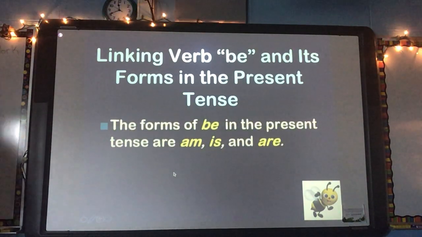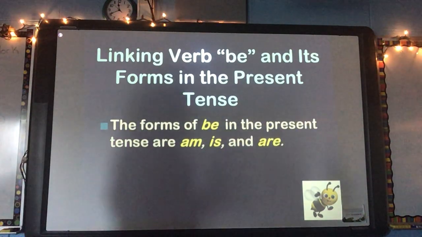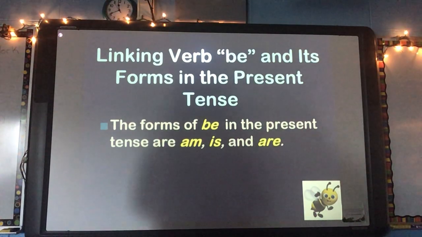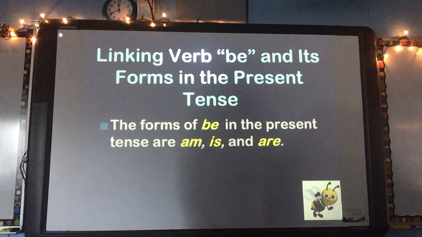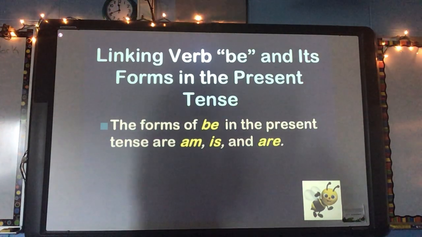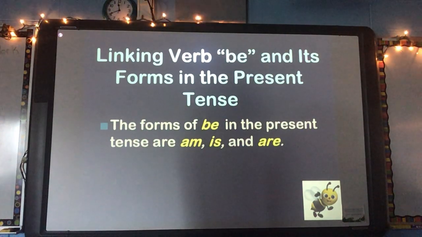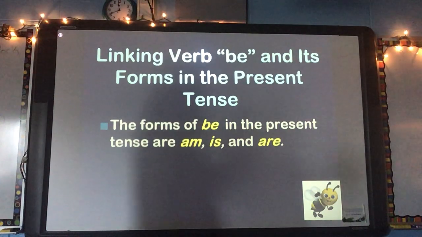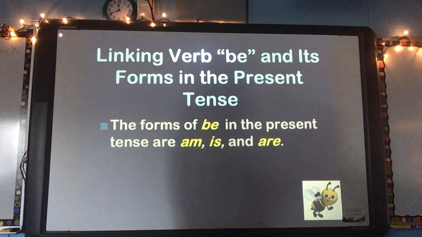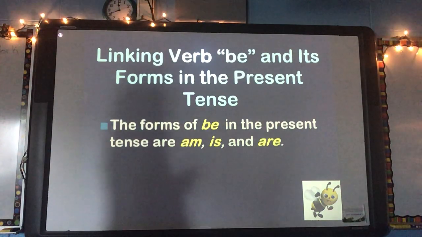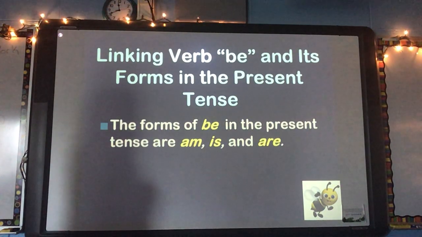No. So our present tense forms of the word be are am, is, and are. Who can give me an example with the linking verb am in it? I am eating a burrito. I am going to sleep. I am running around.